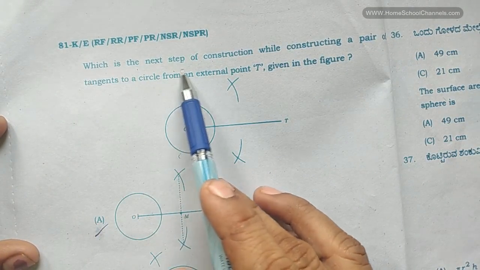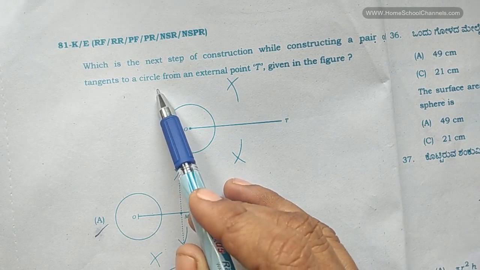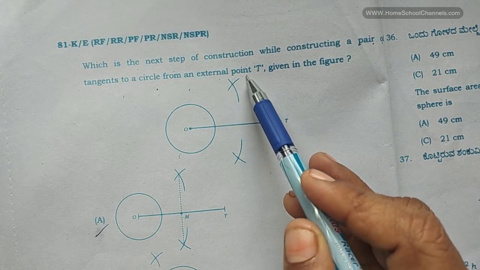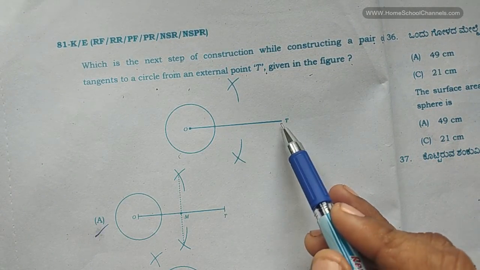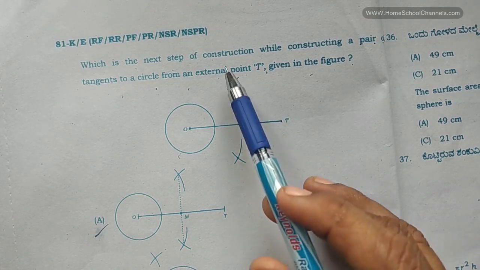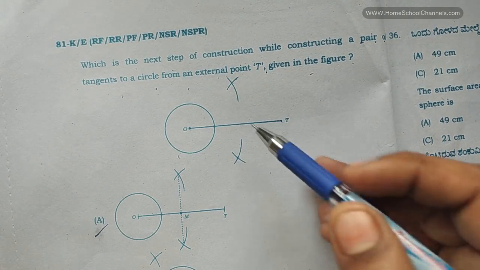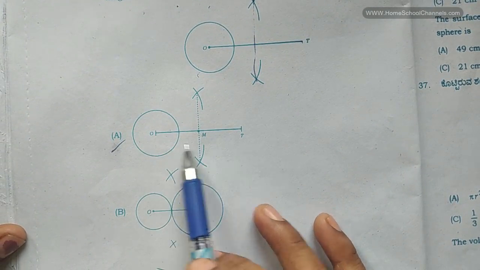Thirty-fifth one, which is the next step of construction while constructing a pair of tangents to a circle from an external point T given in the figure. Okay, we draw a circle and an external point, we join this. Next, we draw the bisector. After drawing arcs, what is our next step? We try to join, right? So this is your answer, option A.